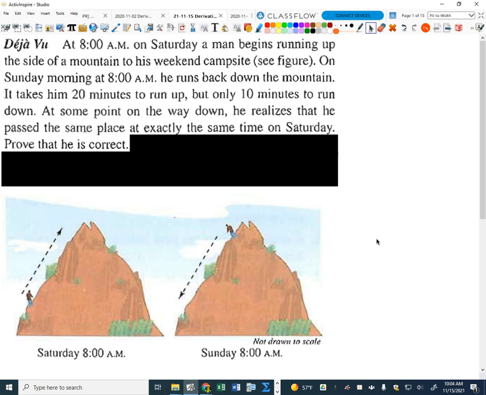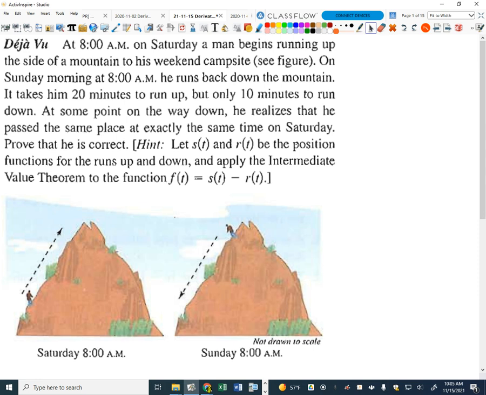Okay, so one way we could do this is kind of cool. One way we could do this would be to define some kind of a position function. If we let s of t be the position of this person for the run up the mountain, it's starting at 0 and ending up at whatever, I don't think they tell us what his distance is, whatever it is.